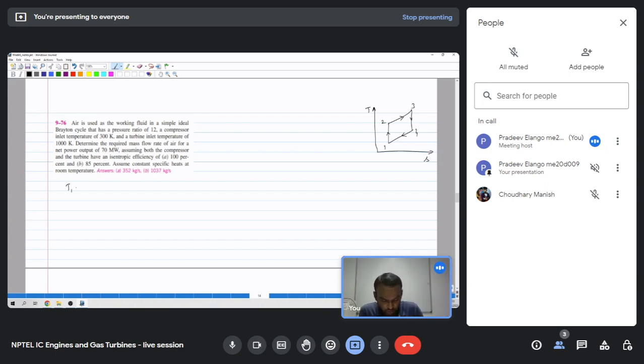Temperature at condition 1 is given as 300 Kelvin, temperature at 3 is given as 1000 Kelvin, and the pressure ratio P2 by P1 or P3 by P4 is given as 12, and the power output is 70 megawatt. Now we will assume all 100% efficiency.